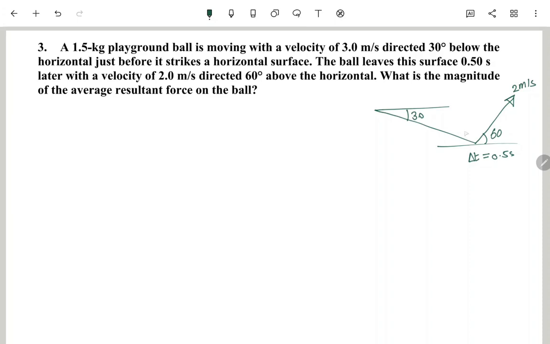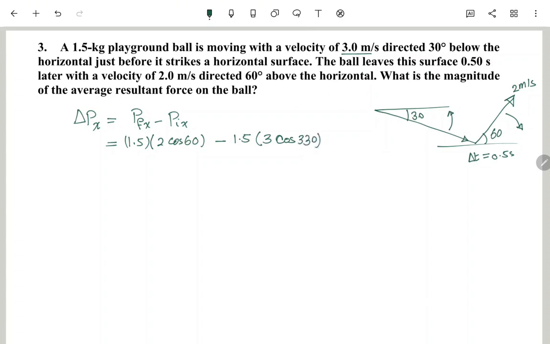Since this is a two-dimensional problem and momentum is a vector quantity, there is momentum in x and momentum in y. So let's calculate the change in momentum in x. Delta p x is equal to p final x minus p initial x, and remember, momentum is equal to mv, so the mass is 1.5 times the final vx. Now we have to analyze this one here, it is 2 cosine 60, minus 1.5 times the initial one, which is equal to 3 cosine 330.